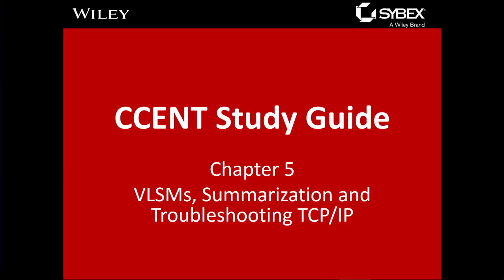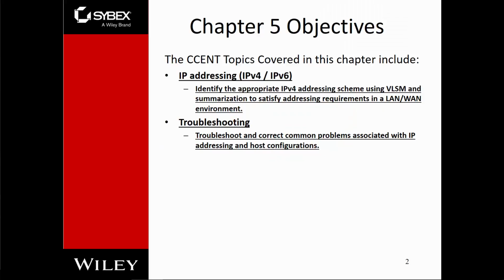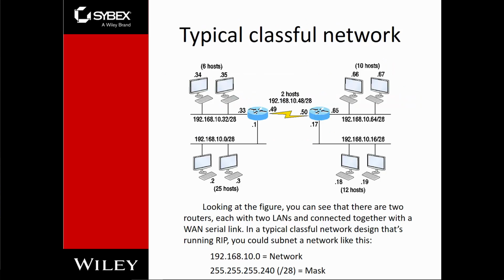We're talking about VLSM, variable length subnet masks, summarization, and troubleshooting basic TCP/IP when it comes to addressing. Keep in mind this is a very short, quick, straight to the point summarization on VLSM and summarization. If you want a more in-depth one, view my other playlists for VLSM and IPv4 basics. The point of this chapter is dealing with addressing and troubleshooting.